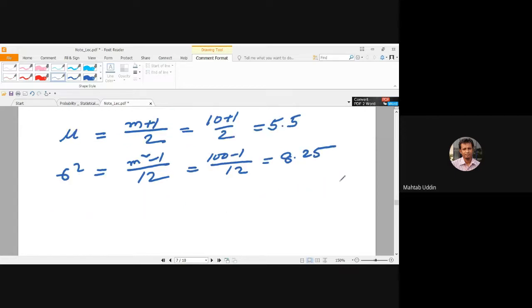Finally, probability 1 less than or equal to x less than or equal to 2. Each of them has the same probability. So 1 by 10 plus 1 by 10. Am I right? That's the end of this chapter. Please have a check if you have any problem. Then we'll start the next chapter.